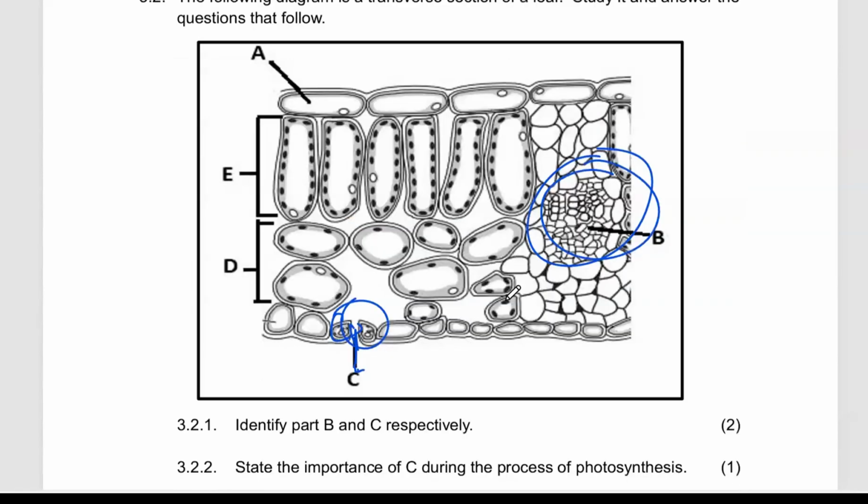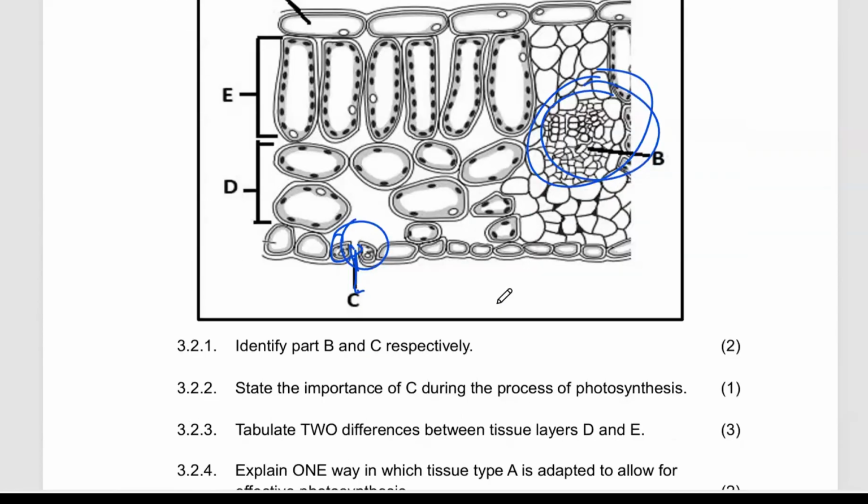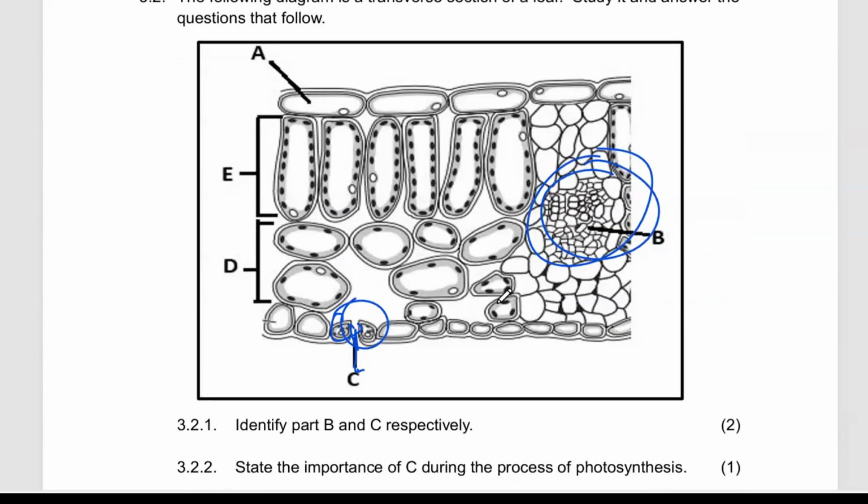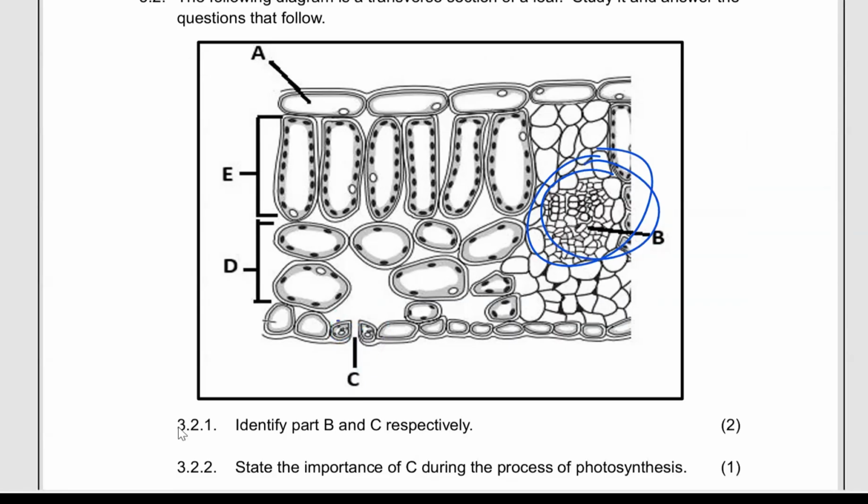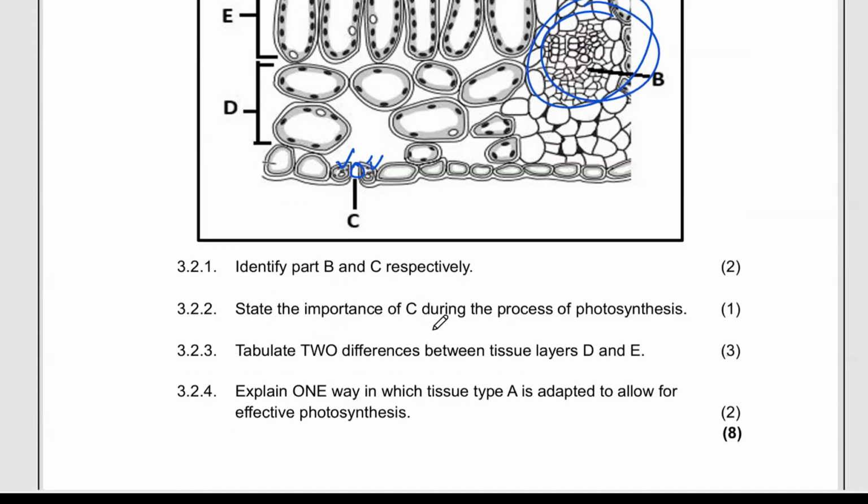Identify part B. We say that part B is the vascular tissue, or what we call the phloem. Then part C. No, I mean, not stoma. Don't call them the guard cells, because the guard cells are the cells which guard to allow it to open and close. They're not asking you about the cells, they're asking you about the whole hole. So it is what you call the stoma.